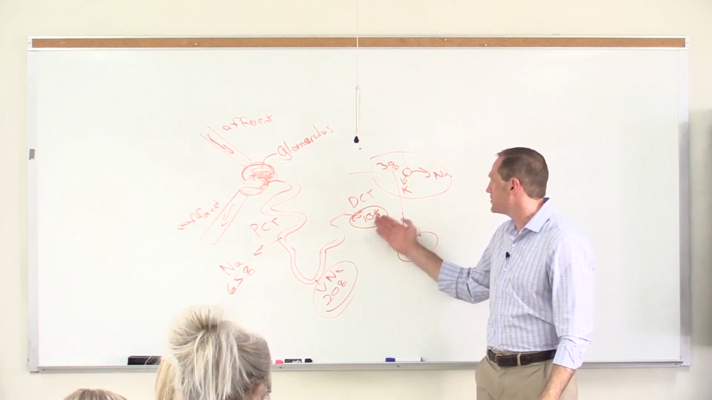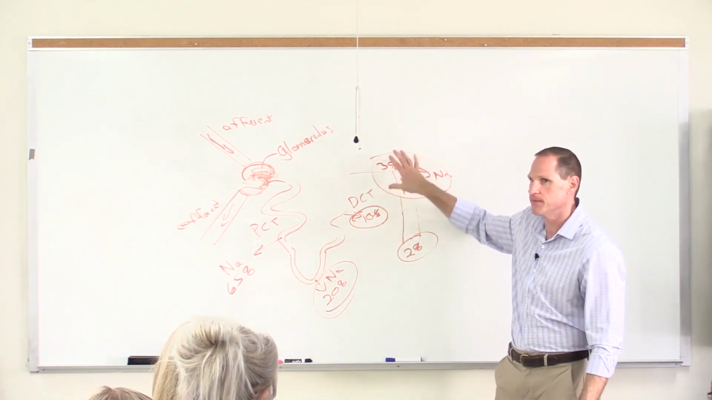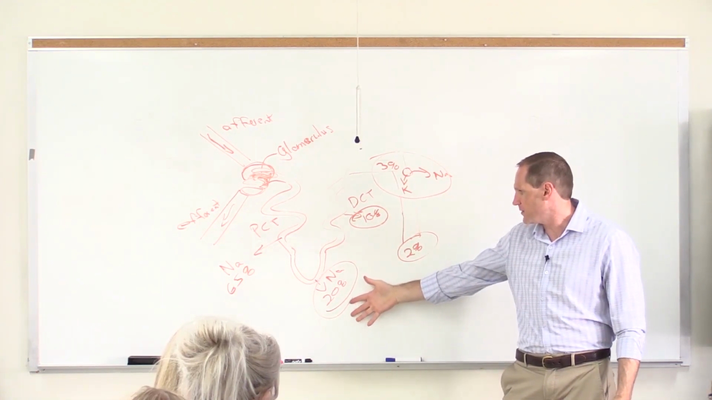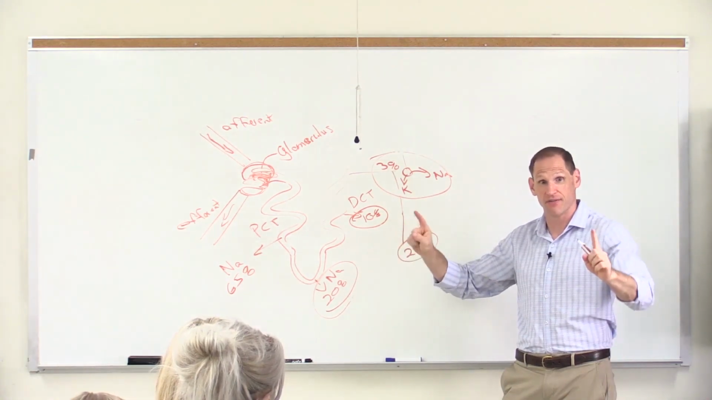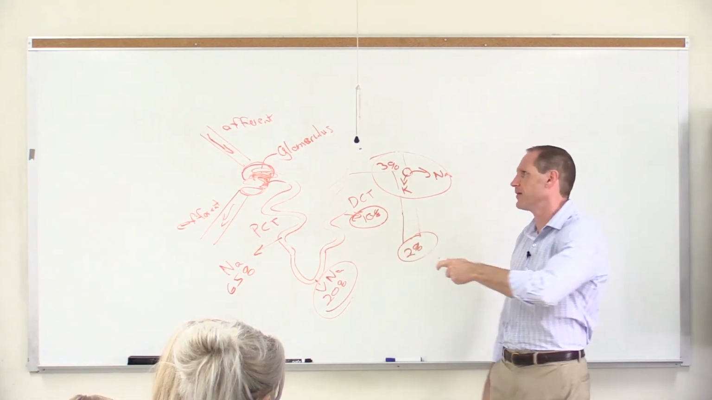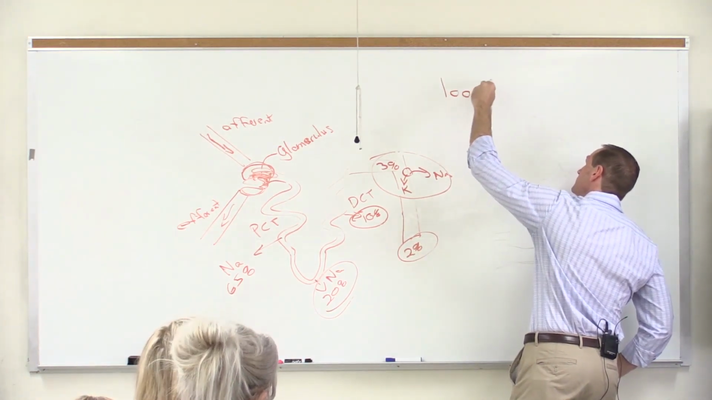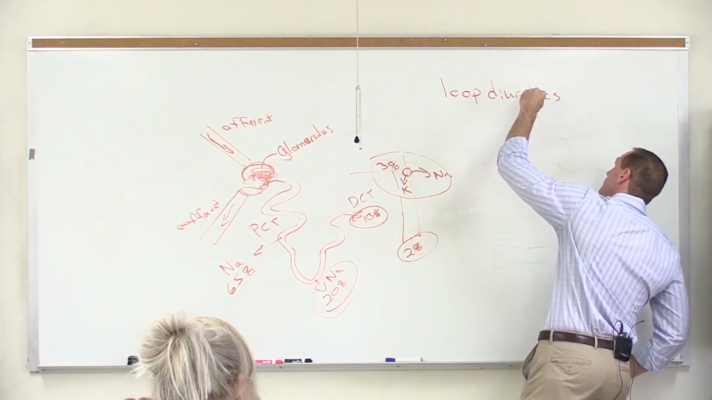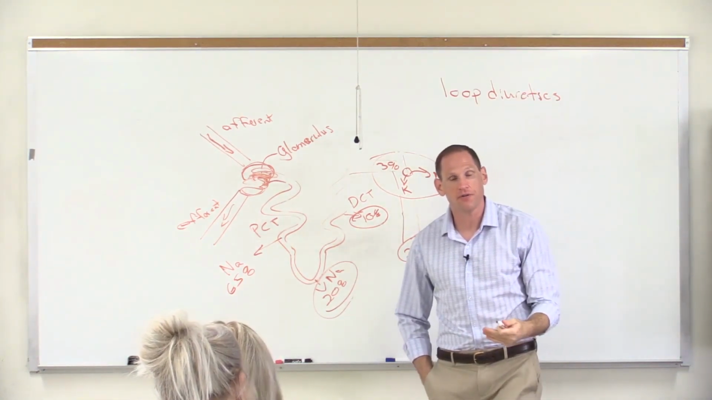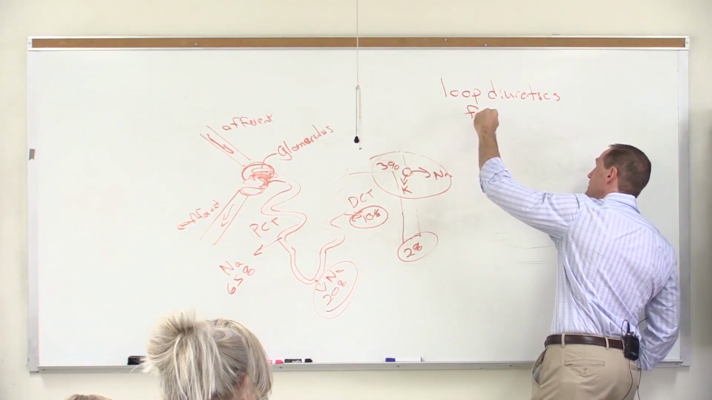Which of these do you think is going to be stronger? Ones that inhibit resorption here, here, or here? The ones that inhibit in the loop are going to be the strongest. And we call those, you'll never guess, loop diuretics. I guess you did guess. Loop diuretics. So the most common loop diuretic is called furosemide, and the brand name is Lasix.